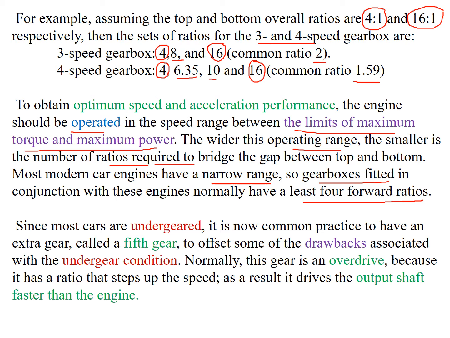And since most cars are under-geared, it is common practice to have an extra gear called the 5th gear, that will be the overdrive gear, to offset some of the drawbacks associated with the under-geared condition. Normally this gear is an overdrive because it has a ratio that steps up the speed. As a result, the output shaft rotation is faster than the engine shaft rotation.